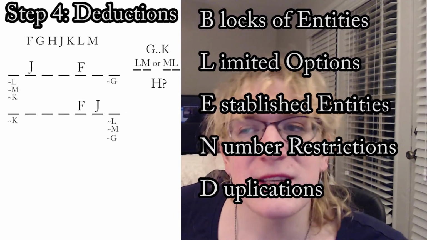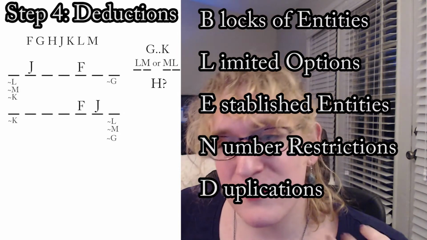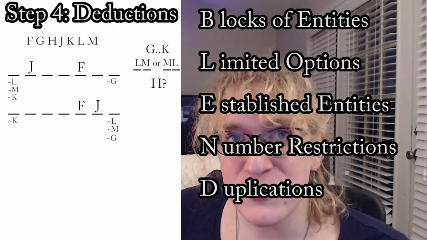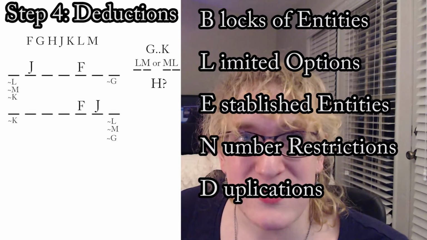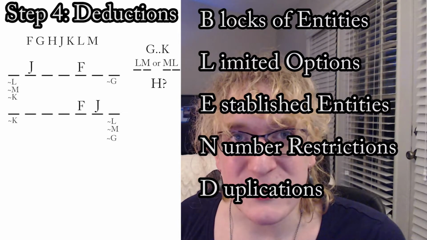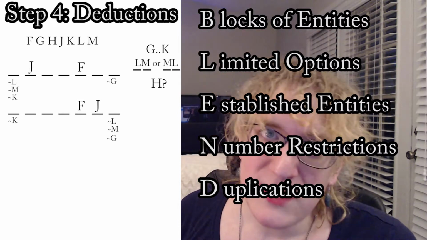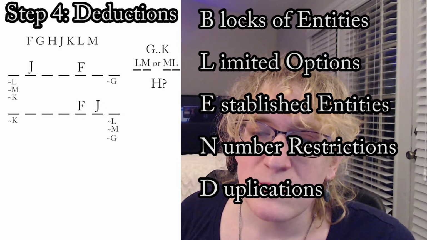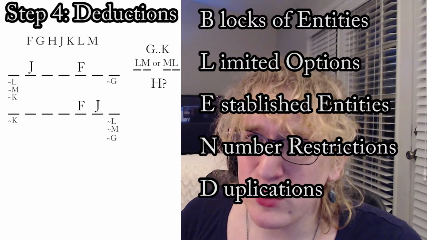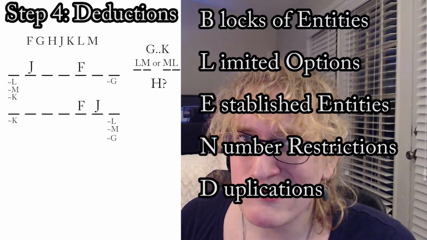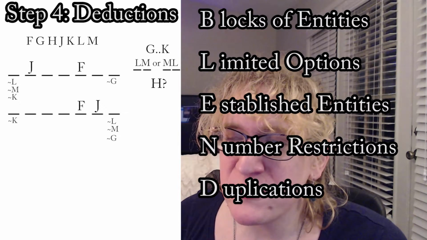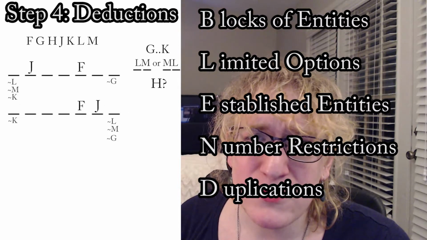D in BLEND stands for duplications. And this is usually the first one you want to look for. Duplications is when two different rules have the same entity in them. And you can just smash those rules together, honestly. There's a great example of this in the work I asked you to do in the book, but unfortunately here we don't have any duplications. Oh well. Yeah, none of these rules share an entity, so no duplications here.